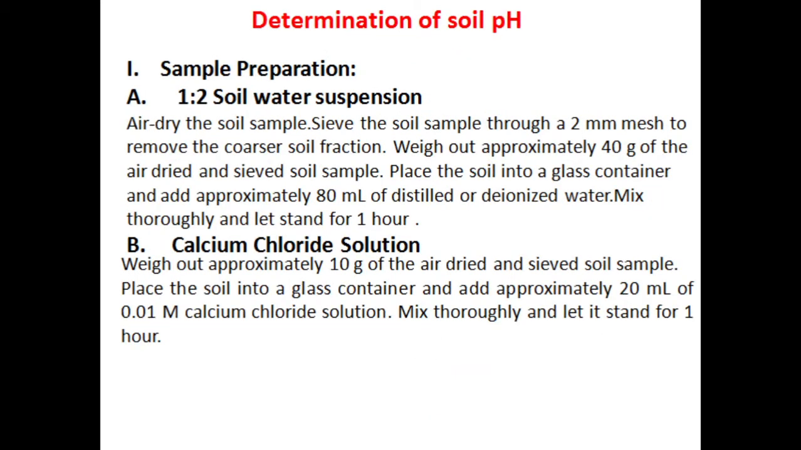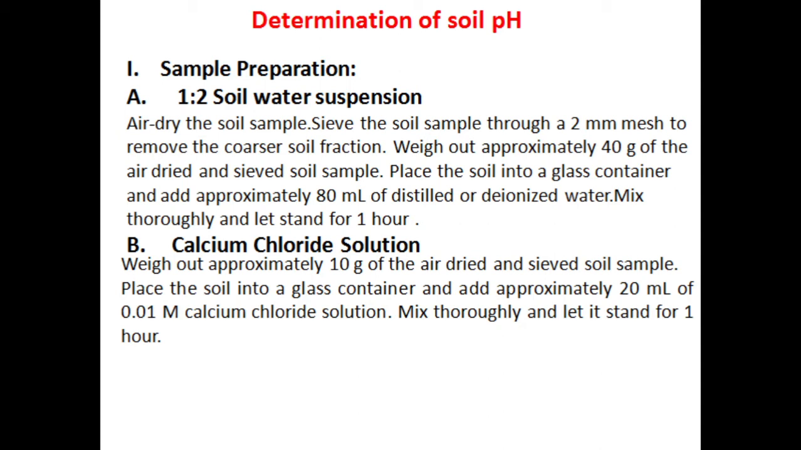Now we'll see how the pH of the soil can be determined. The first step is sample preparation. To prepare the sample, there are two methods usually followed. The first method is a 1:2 soil water suspension. It is a suspension, not a solution, because soil is not soluble in water. We have to make a 1:2 soil water suspension.